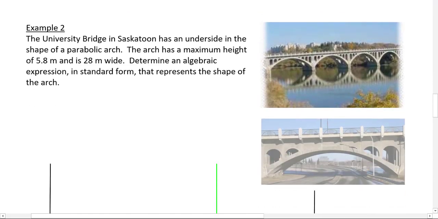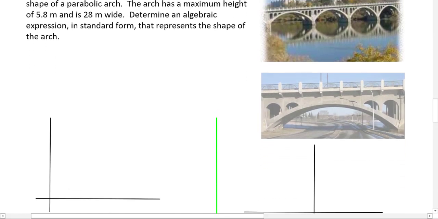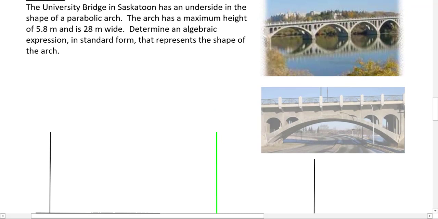Alright, and final example. Let's go to a word problem. So the University Bridge in Saskatoon has an underside in the shape of a parabolic arch. The arch has a maximum height of 5.8 meters and is 28 meters wide. Determine an algebraic expression in standard form that represents the shape of the arch. Of course, we're not going to start in standard form, we're going to start in factored form. And there's 2 ways we can look at this. There's actually more, but there's 2 ways that I'm going to show you.